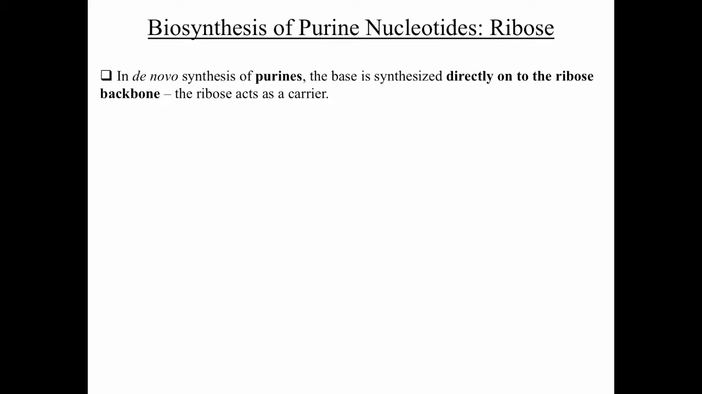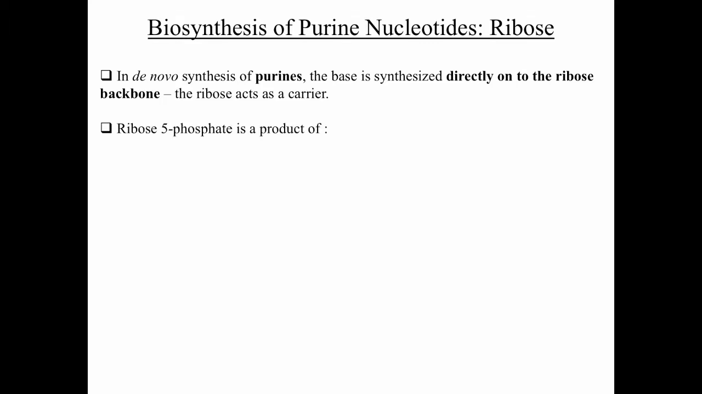So we're going to first go over the biosynthesis of purine nucleotides. And first, we want to talk about where the ribose part of purines comes from. So in de novo synthesis of purines, the base is actually synthesized directly on the ribose backbone. Okay, so the ribose is going to act as a carrier of the nucleotide in the synthesis. This is going to be distinct from pyrimidine synthesis, which you will want to know.